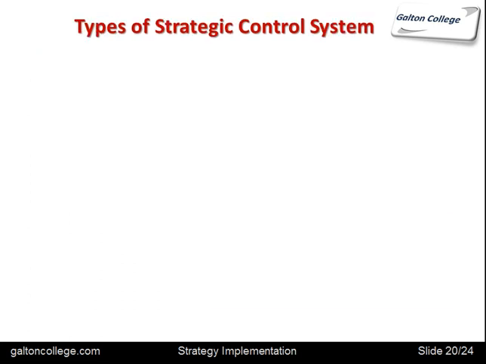Now, the types of strategic control system, well, face-to-face, personal control face-to-face, that's a common practice. Managers meet, and different tiers of management meet and discuss issues face-to-face. It's probably the most basic form of meeting, and yet still the most important.